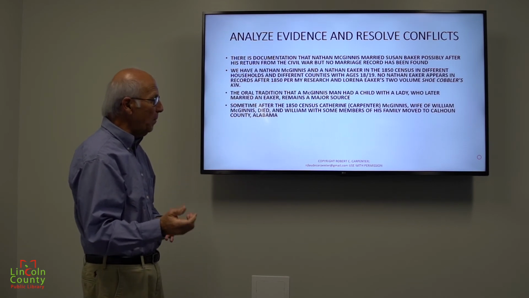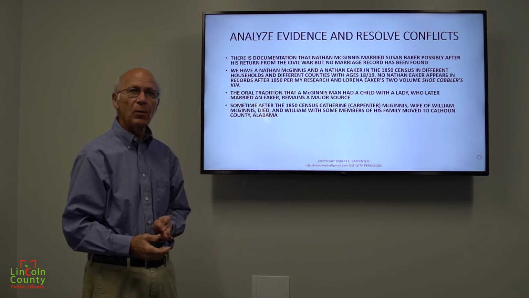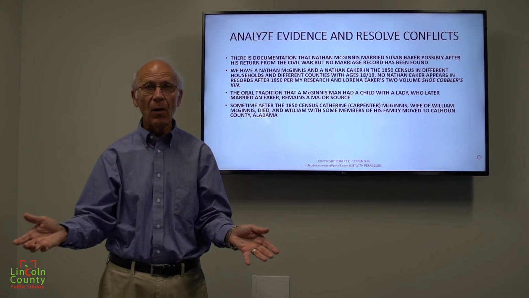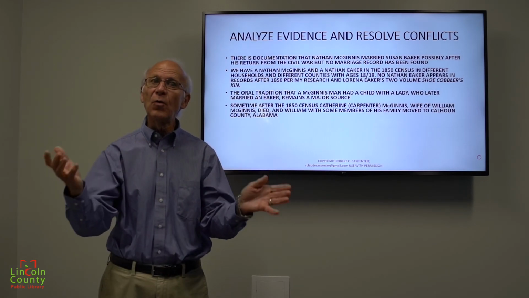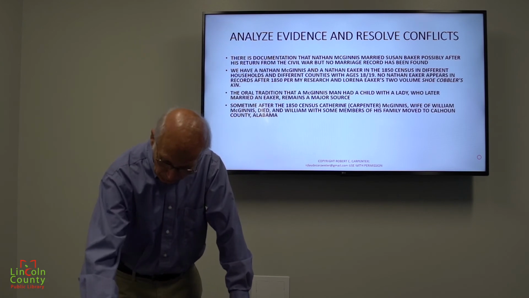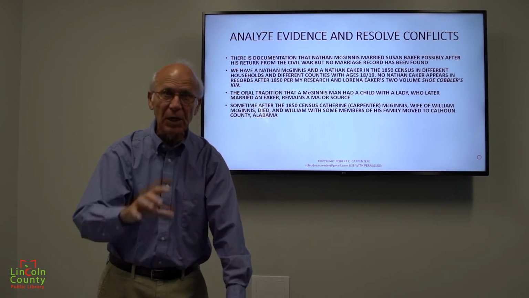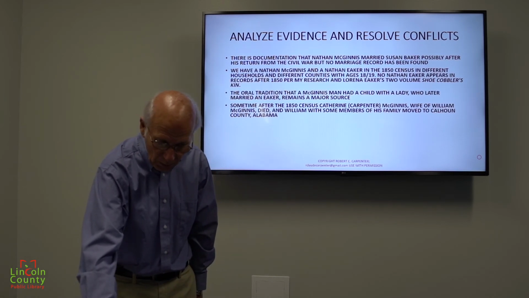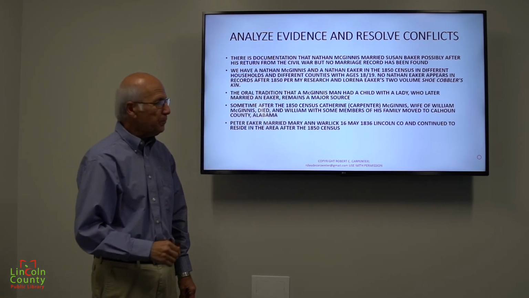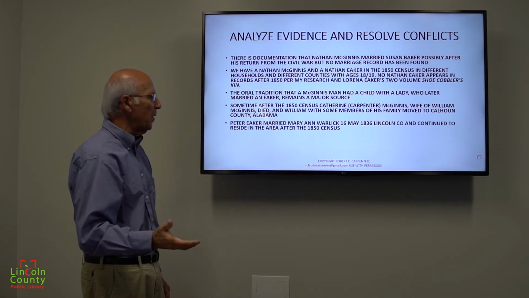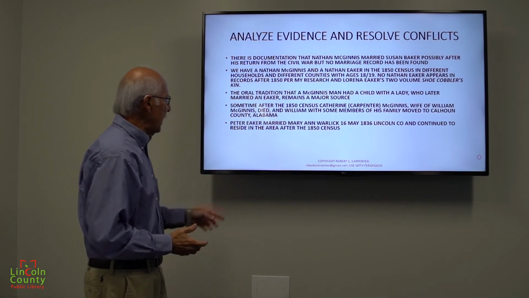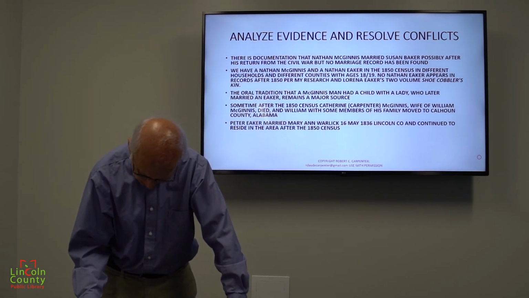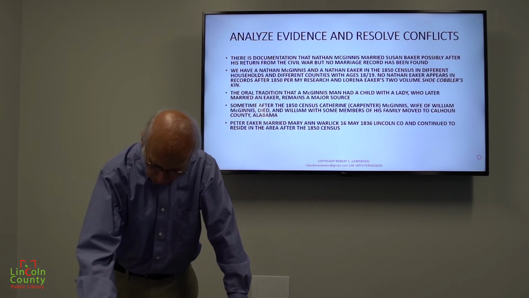And William and some members of his family moved to Calhoun County, Alabama. So he went down there. So I checked the records down there. No Nathan McGinnis down there. No Nathan Aker down there. Even though a number of other people from this particular area of Gaston and Lincoln County did move into that area of Alabama. Again, we know that Peter Aker married Mary Ann Warlick in 1936, and that he and she continued in the area after the 1850 census, and we can find information about them.